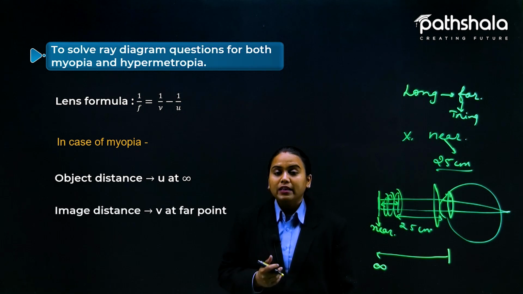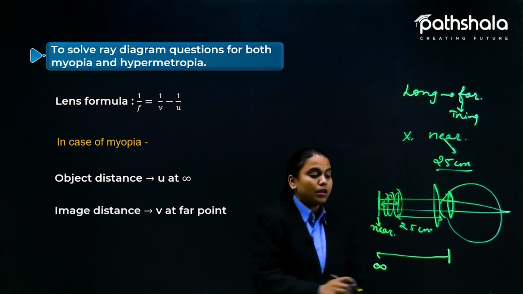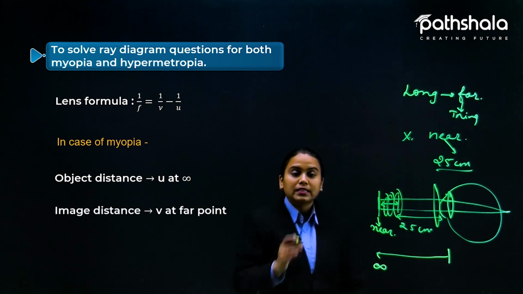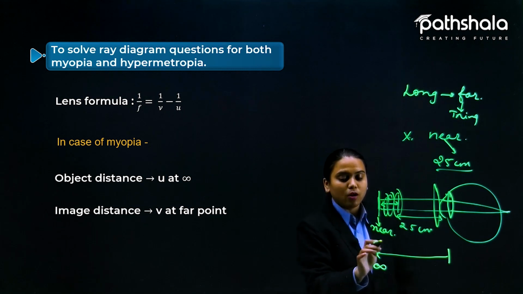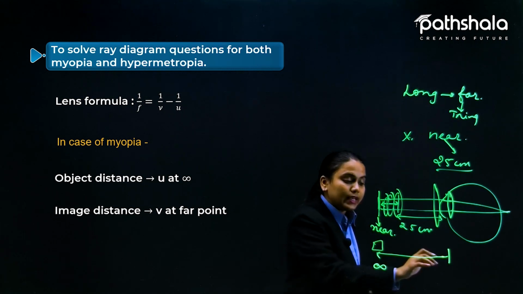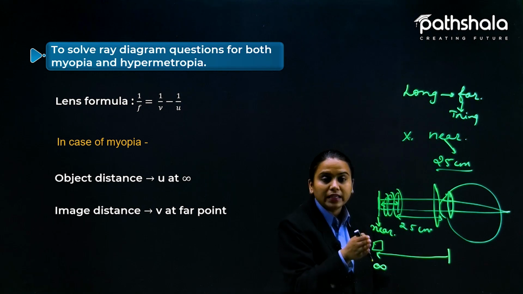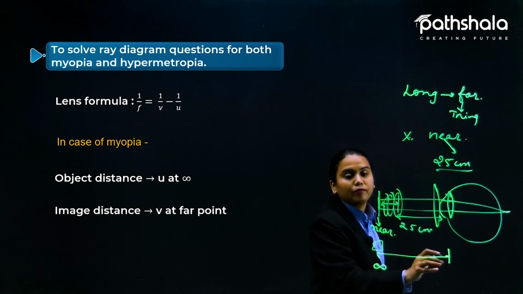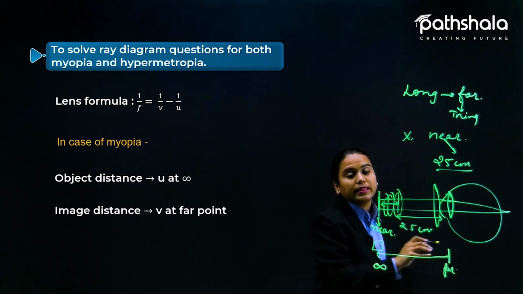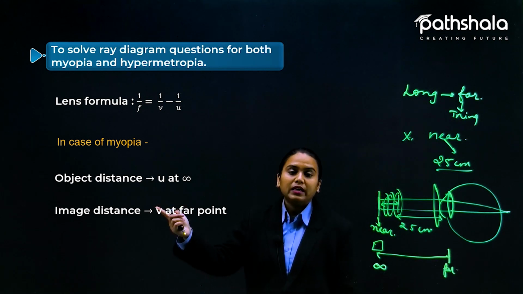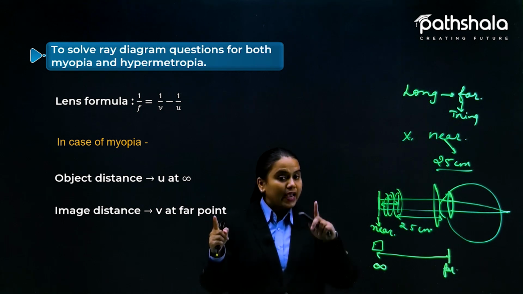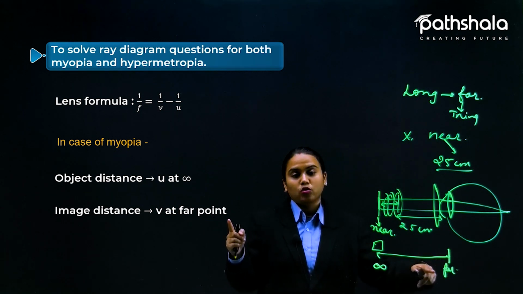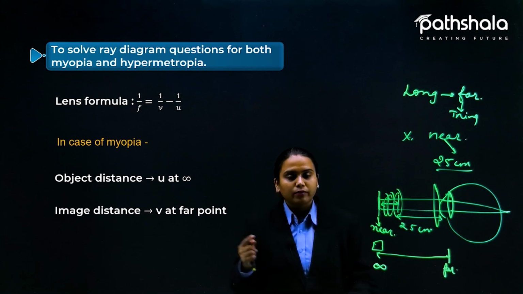And now, where would the image be formed? This is the far point. If the object is standing here, this is the position where we have to make the image of this object. That is why it would always be the far point for the myopic eye. So, v here is at the far point. Again, it is in this direction only, so that is negative.